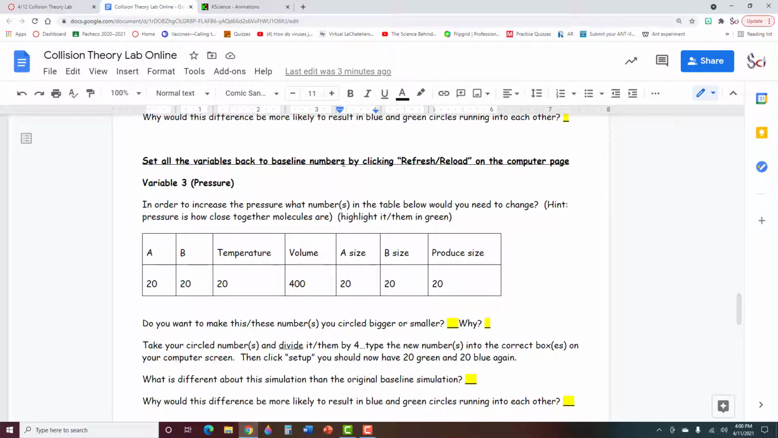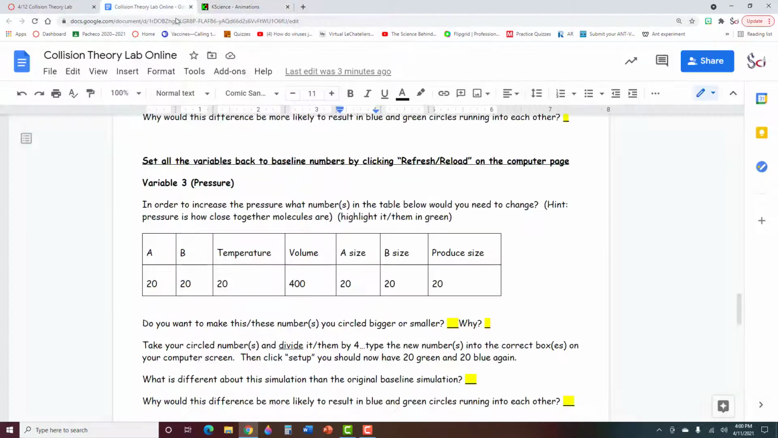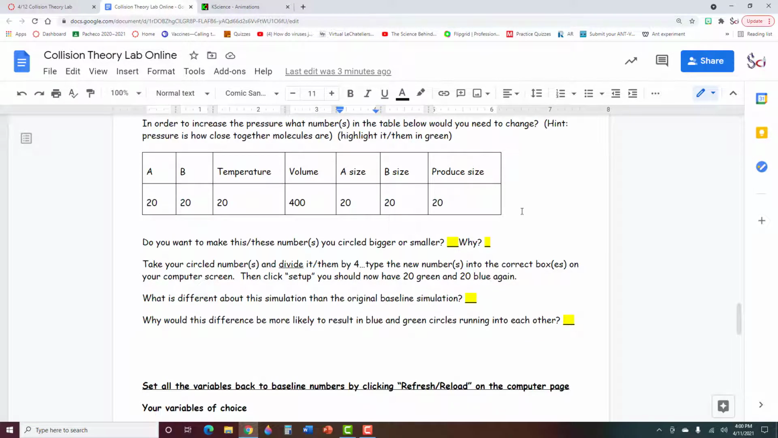Set all the variables back to baseline. So I'm just going to reload the page to do that. Now we're going to do pressure. So in order to change the pressure, what would we want to change here? And the answer is volume.